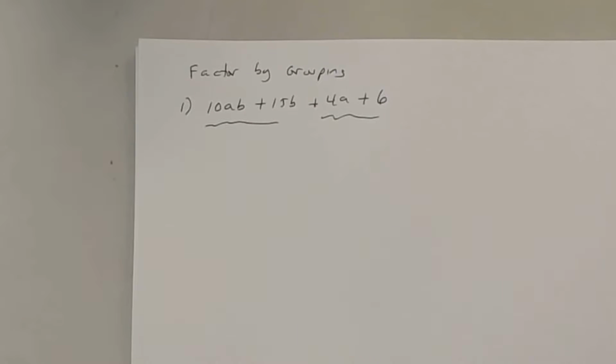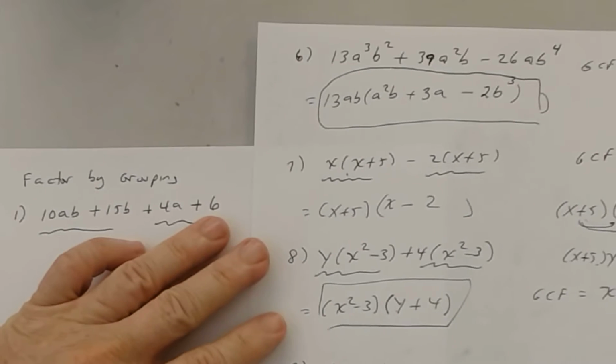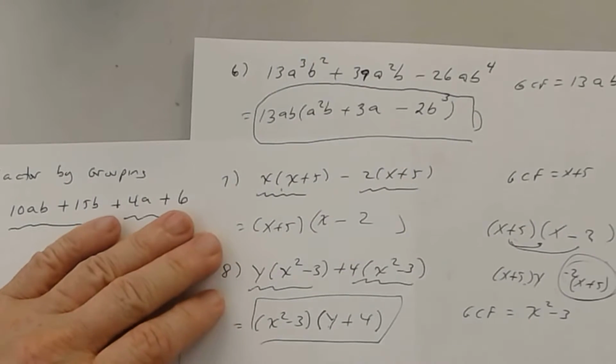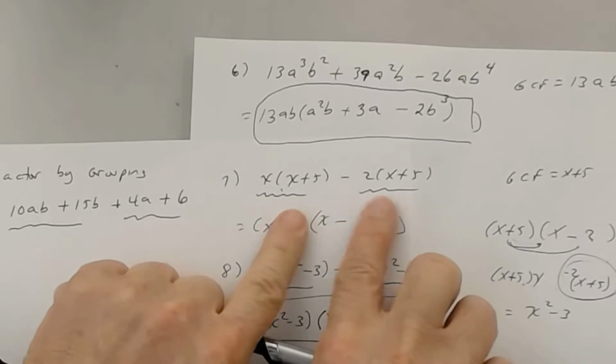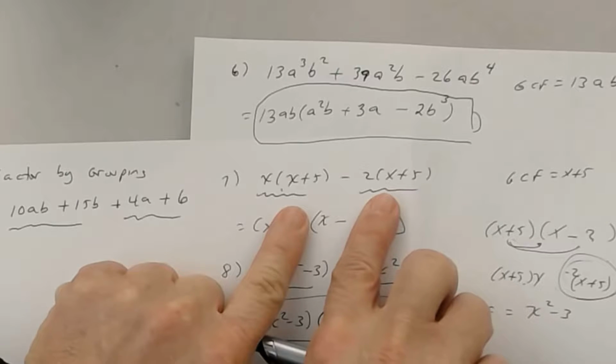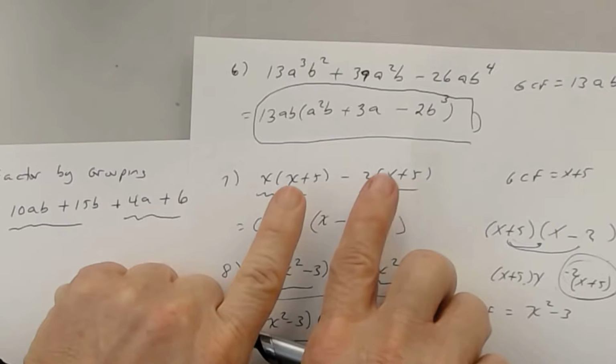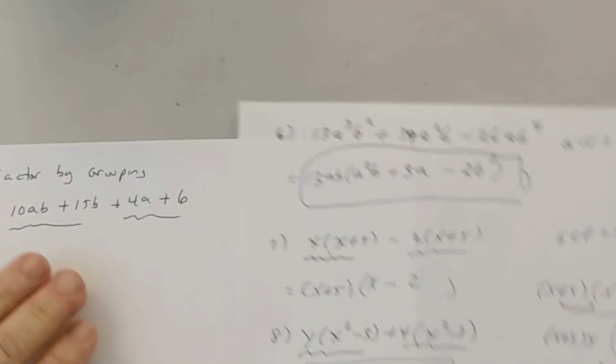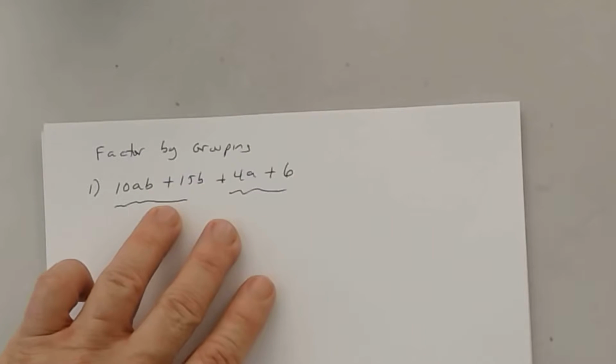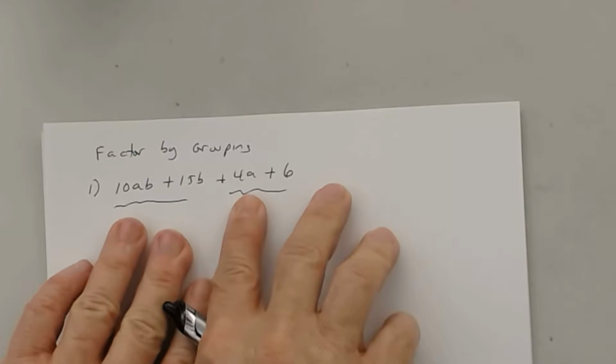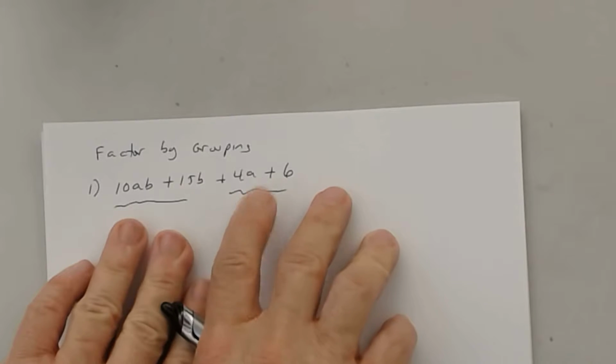Now, that idea is going to be similar to the one you just did. You remember when I did number 7, 8, and 9 in the previous part? I underlined these. You're going to see that structure again with this part. So I underlined the first 2, underlined the second 2. First group, second group.